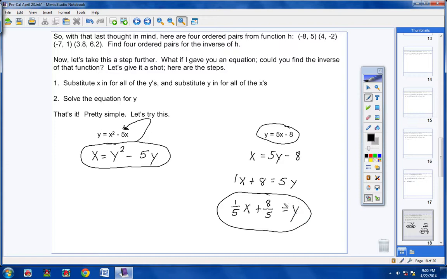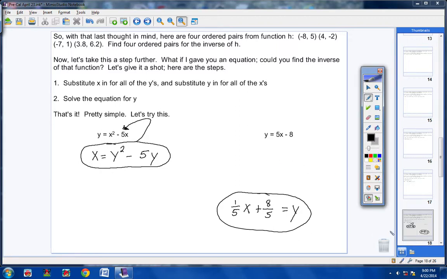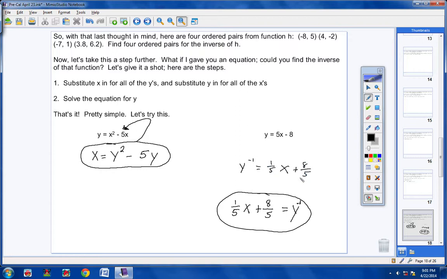Now, there's a notation I really need you guys to get used to, okay? So please watch carefully. This is very important, okay? Now, look. If this is the equation you started with right here, the one that you get out, you really want to put y to the -1. That means y inverse, or the inverse of y. And usually you put the y on the left side, so it would be y inverse equals 1/5 x plus 8/5.